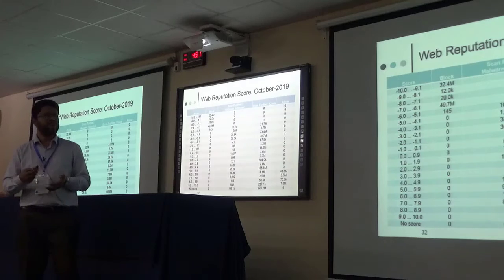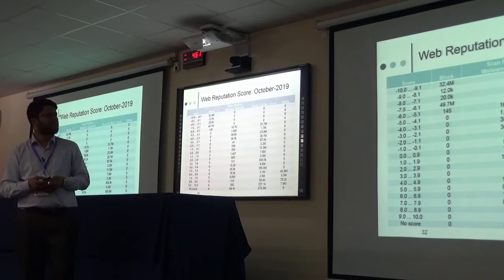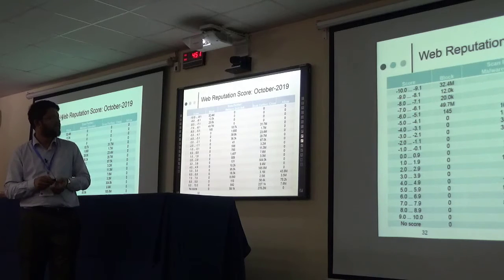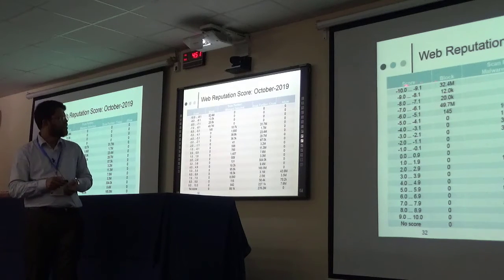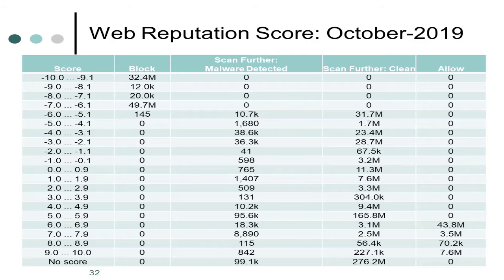So this is a detailed view of how many packets are getting these scores for each scenario. So this is the block part, from -6 to -10. We see a lot of packets, almost 50 million packets in the boundary zone, and there are packets in the upper zone. And this is the further scan side. Because we said -6 to -10 is blocked, all the packets are blocked by default. And from here, there will be further scan, and it could be detected or cleaned.